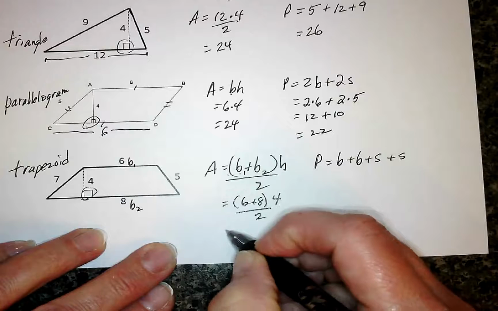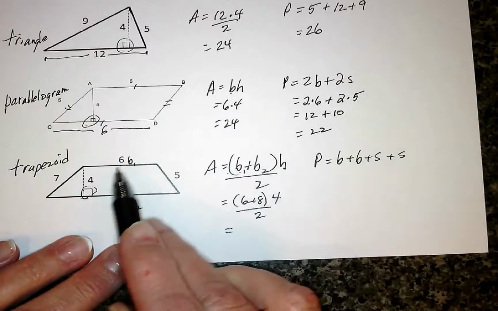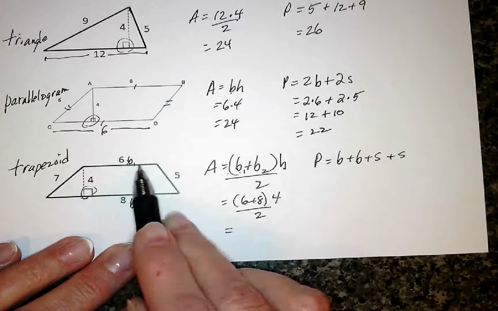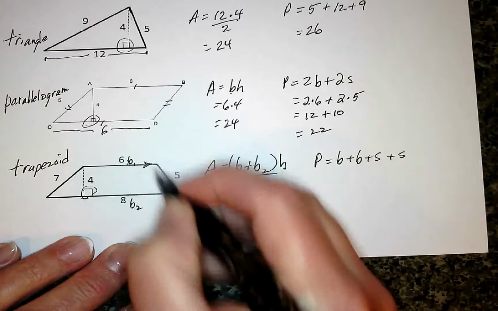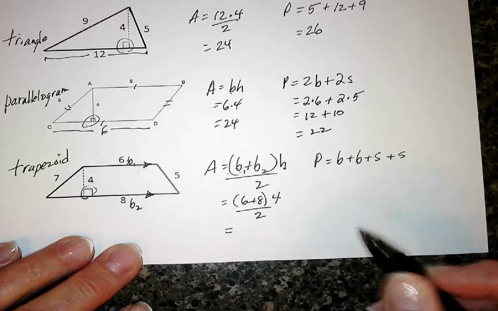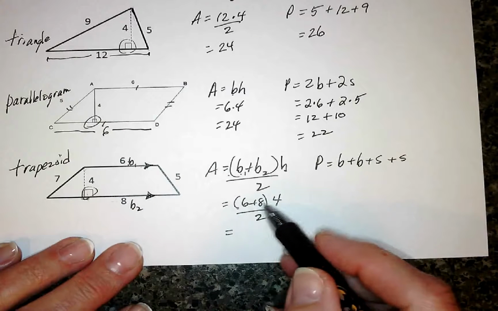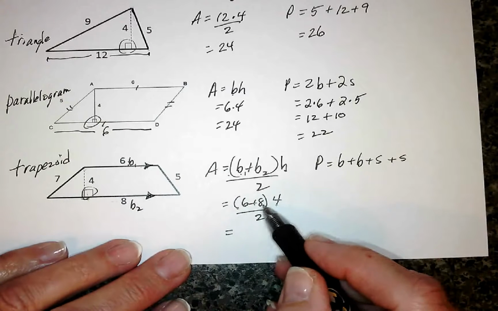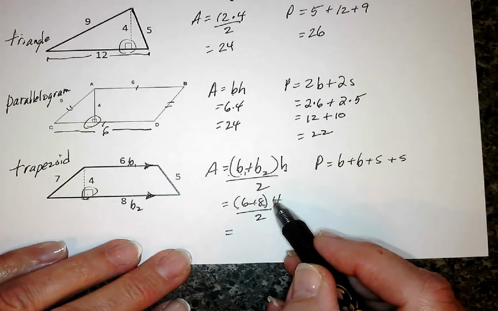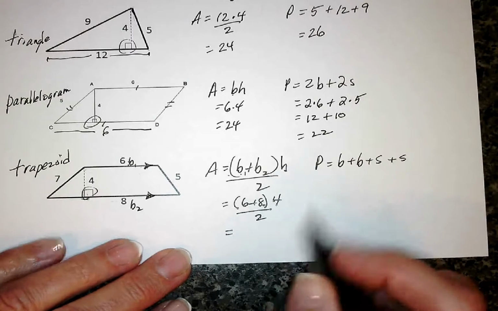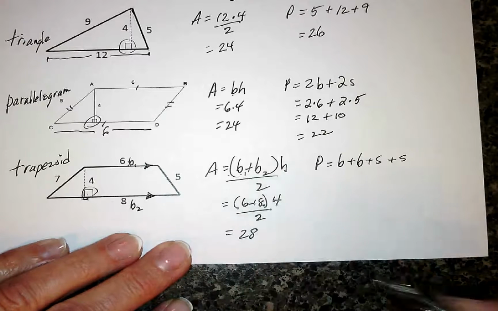divided by 2. Okay, so again, the bases are going to be those 2 that are parallel to each other. Let's put that in there so we remember. And the height is going to be the one that is perpendicular to it. Okay, so order of operations, I got to do the parentheses first. That's 14 times 4 divided by 2 is going to be 28.